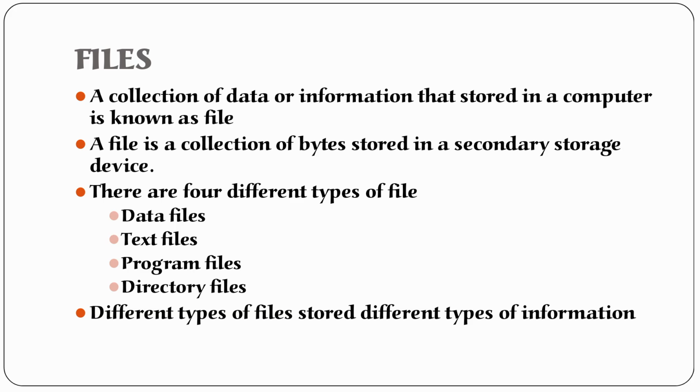There are four different types of file: data files, text files, program files, directory files. Different types of files show different types of information. For example, a data file stores any type of data and a program file stores different types of programs.